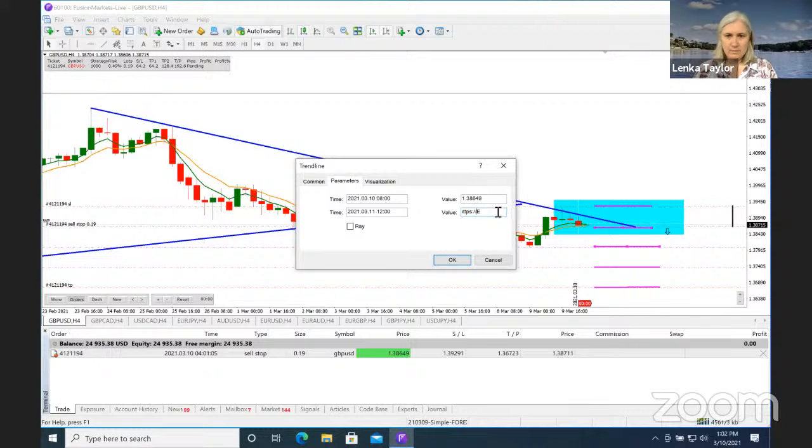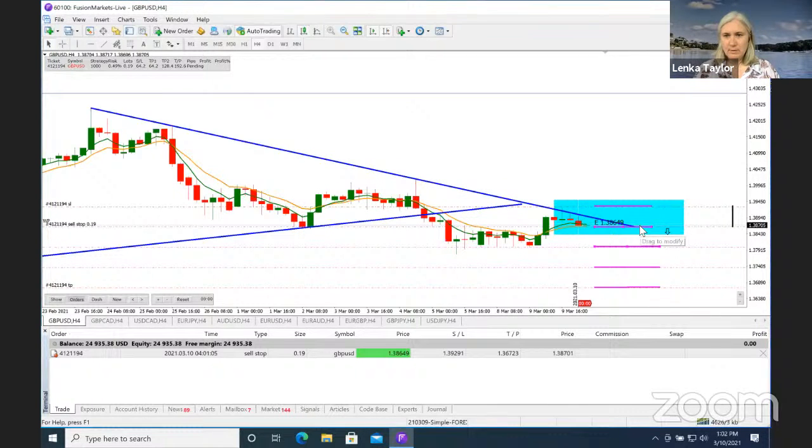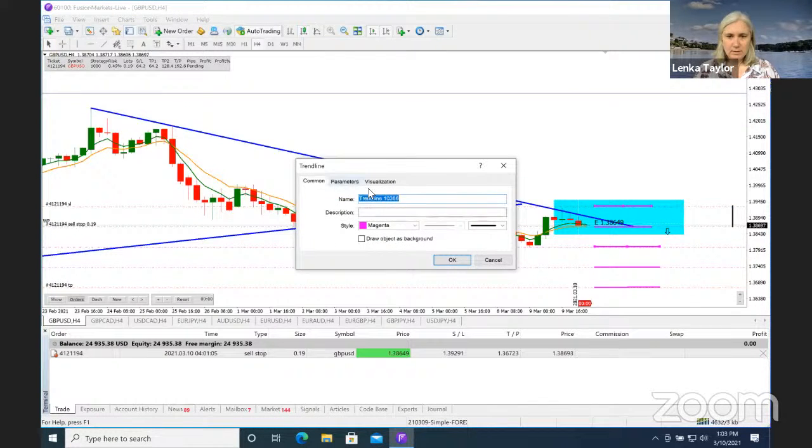Sorry, it's the wrong copy. Here we go. So that's for entry, 38649. Yep, there we go. Stop loss is going to be at 139291. There we go. So that's the stop loss.